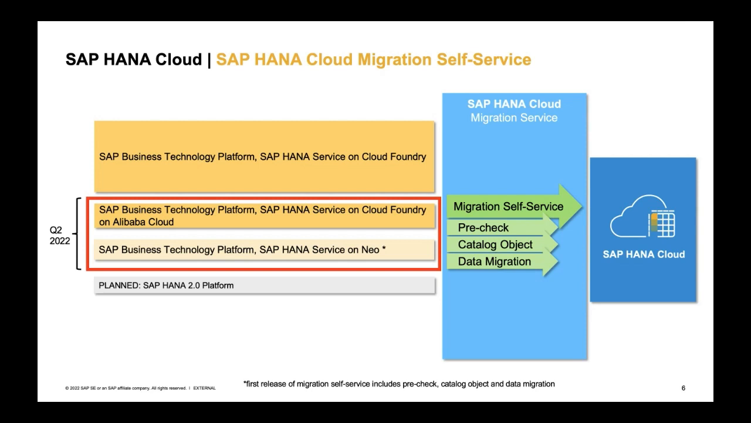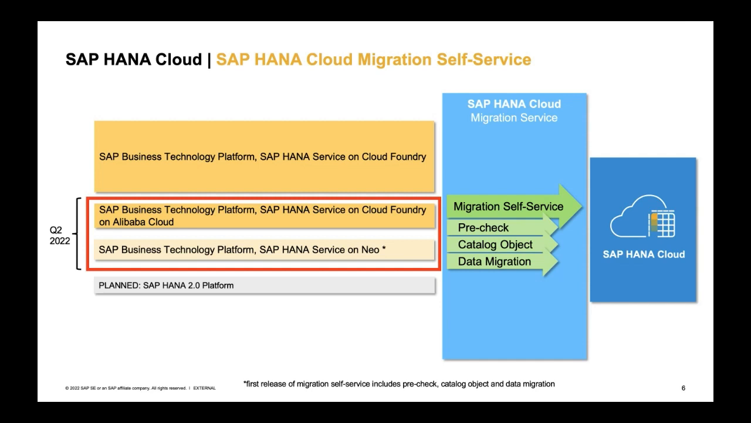So the other one is HANA service for Cloud Foundry to HANA Cloud migration on Alibaba Cloud. Basically, the migration tool is getting enabled on a data center to data center basis. So Ali Cloud recently started supporting HANA Cloud, so we released the HANA service to HANA Cloud migration tool on Ali Cloud.